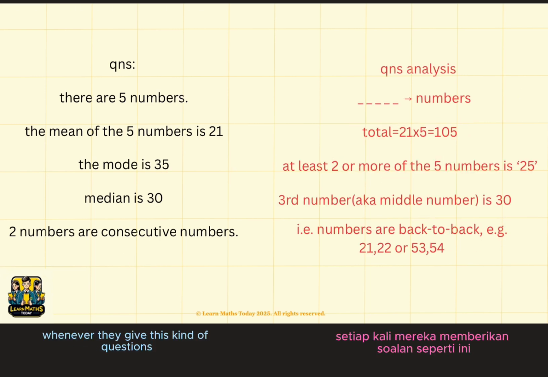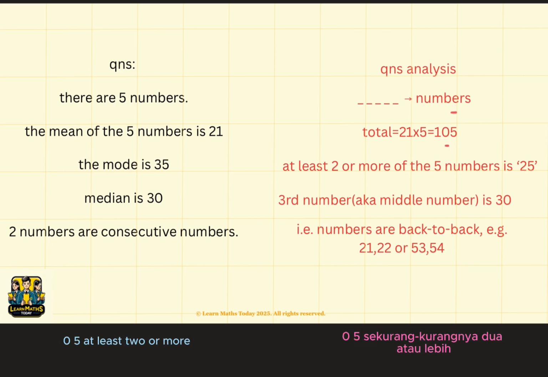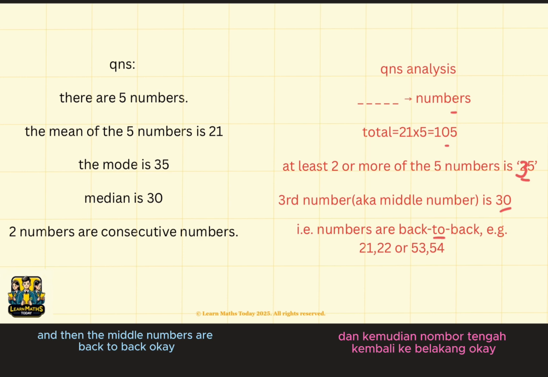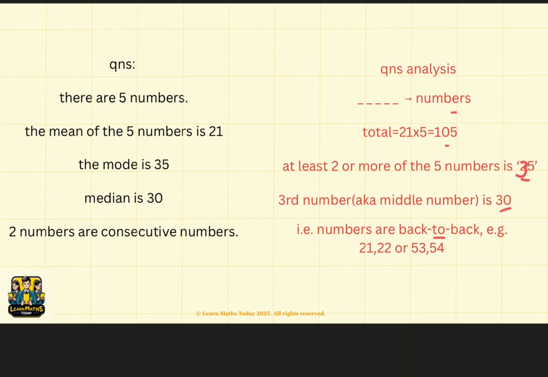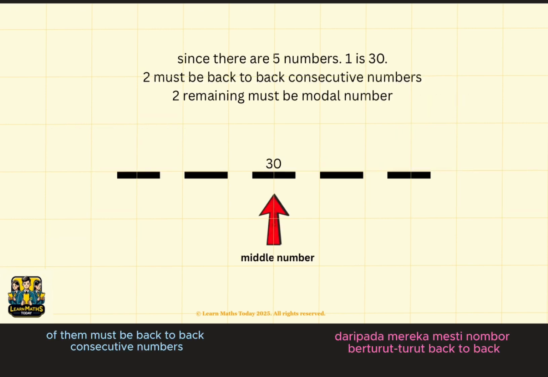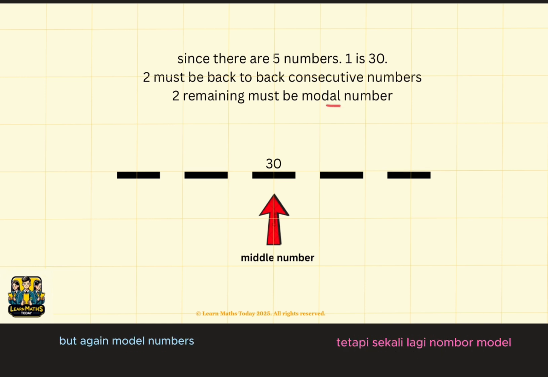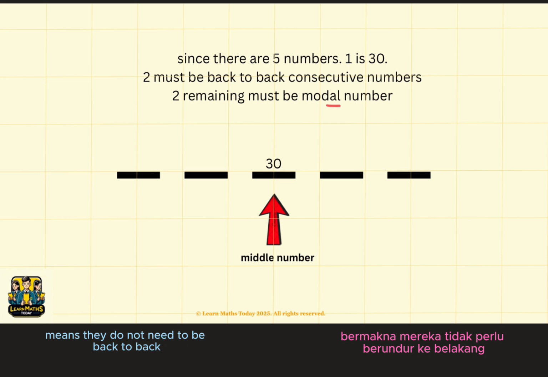Whenever they give these kind of questions, you must analyze it. 5 numbers, total is 105. At least two or more of the numbers is 35. Third number, aka the middle number, is 30. And then the middle numbers are back to back. So since there are 5 numbers, one of them is 30. 2 of them must be back to back consecutive numbers. But 2 of them remaining must be modal numbers. But again, modal numbers means they do not need to be back to back. What do you mean back to back?